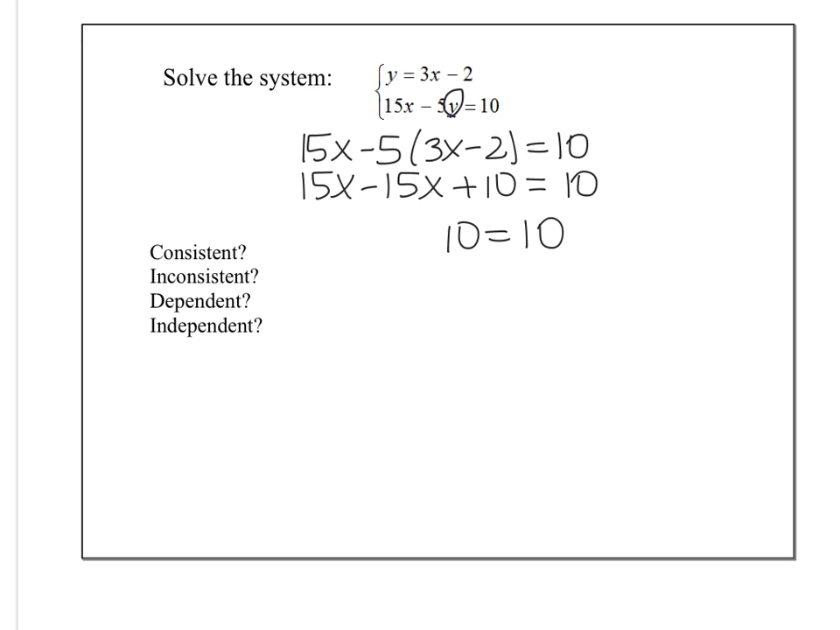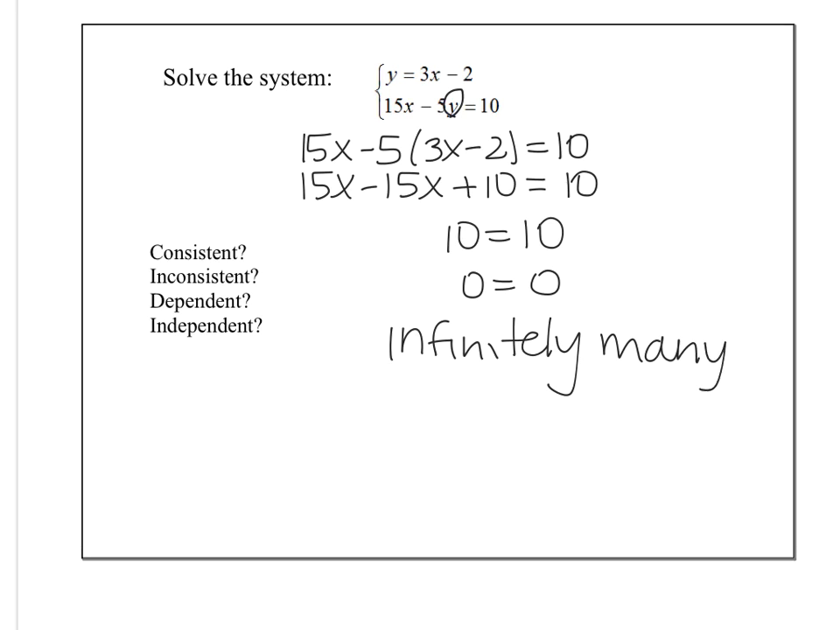So that tells me that any solution will work, right? Because we have 0 equals 0. So this tells me that I have infinitely many solutions. No matter what we plug in, it'll always work for both of these. So infinitely many solutions, that tells me that it is dependent.